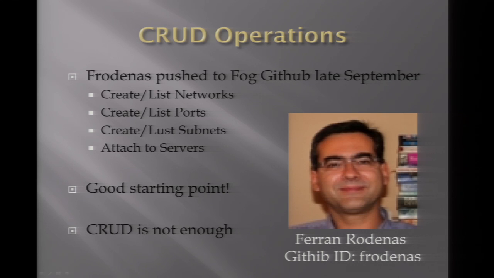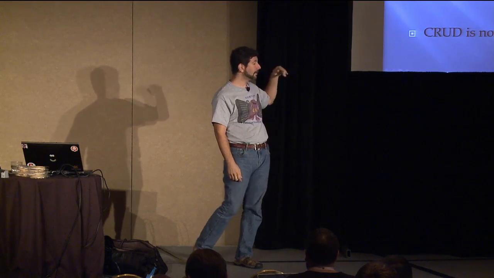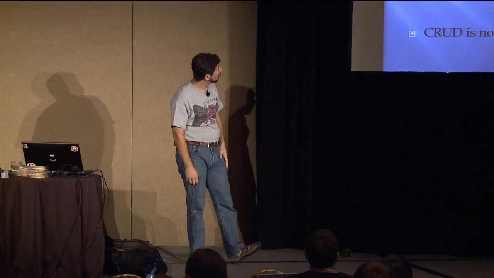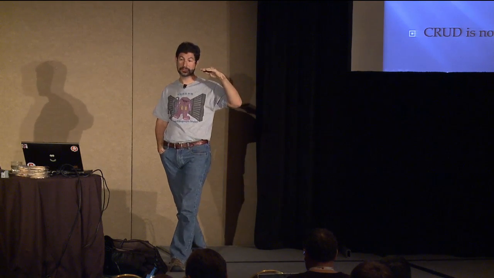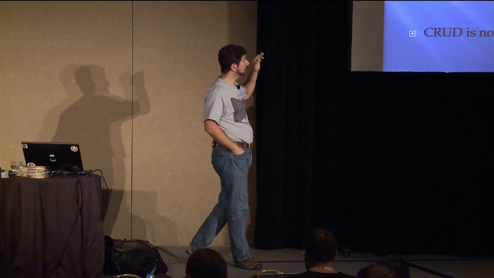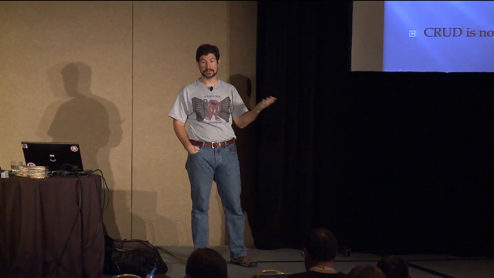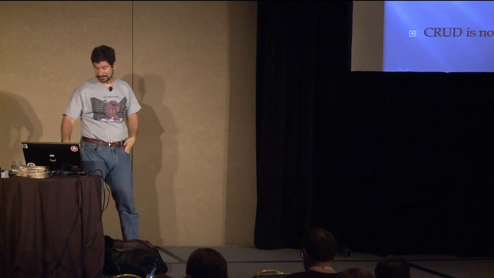And Fernand, I don't think he's here. No. But this came in a couple weeks ago. So today with Fog, you can actually do the basic operations. This is great because I didn't want to have to work to get this done. The code is pretty straightforward. It uses the quantum API to create a network, create a port, attach a server to a network and a port. CRUD, the basic operations. It's not what I wanted to talk about, but having this done makes things easier.